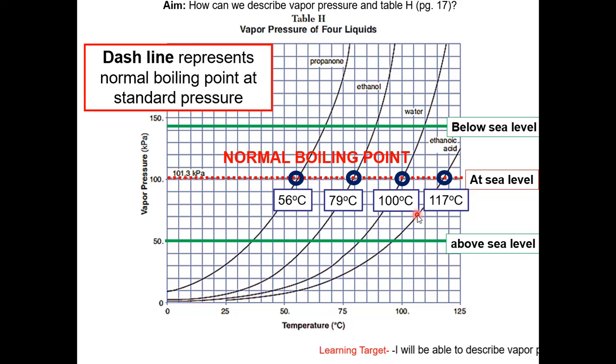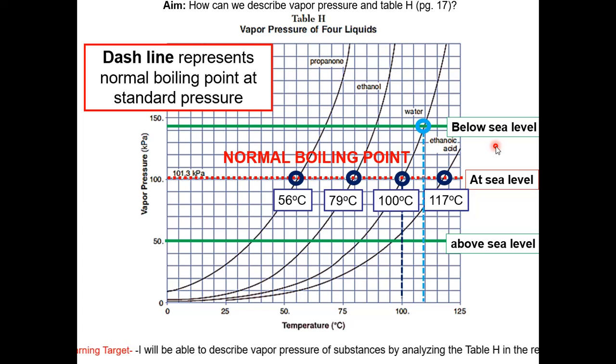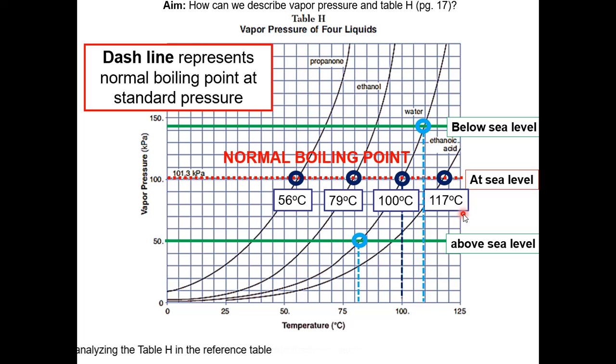For example, water boils at 100 degrees Celsius at standard pressure. If you increase the atmospheric pressure below sea level, water boils at a higher temperature because the atmospheric pressure is greater than the standard pressure. Above sea level, water will boil at a lower temperature because the atmospheric pressure is less than the standard pressure. This is true for each substance.